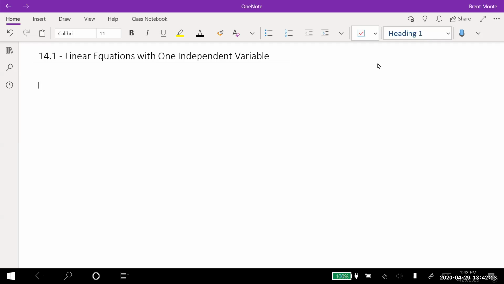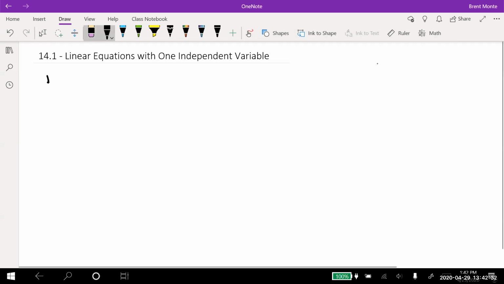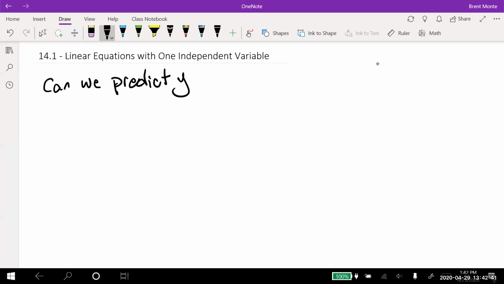So 14.1, you see it says linear equations with one independent variable. The big question in this chapter is, let's state it this way: can we predict y if we know x? That's the big question. So we're going to be talking about these specifically in this chapter. We're just talking about linear equations. So if x affects y in some linear fashion, then the answer to this question is going to be yes. If it doesn't, the answer is going to be no.